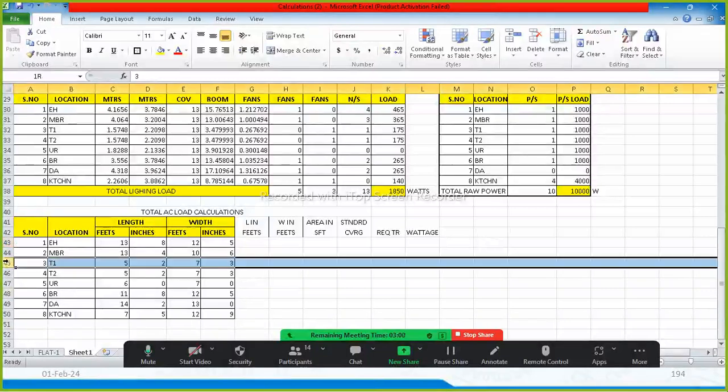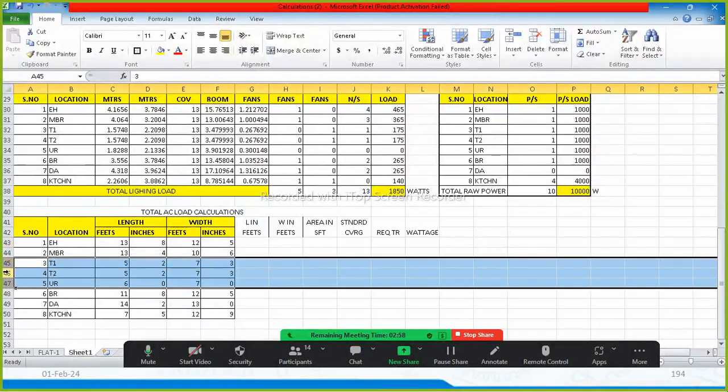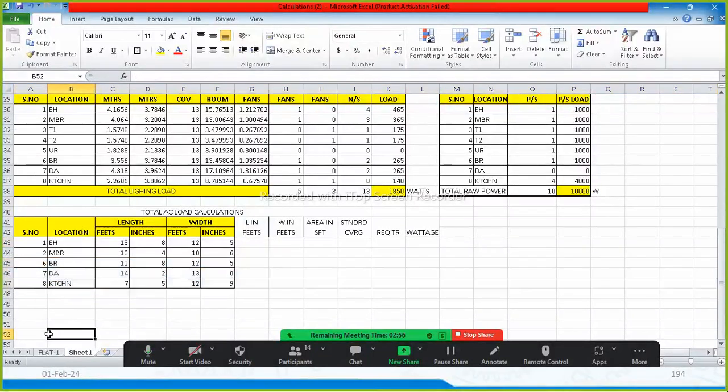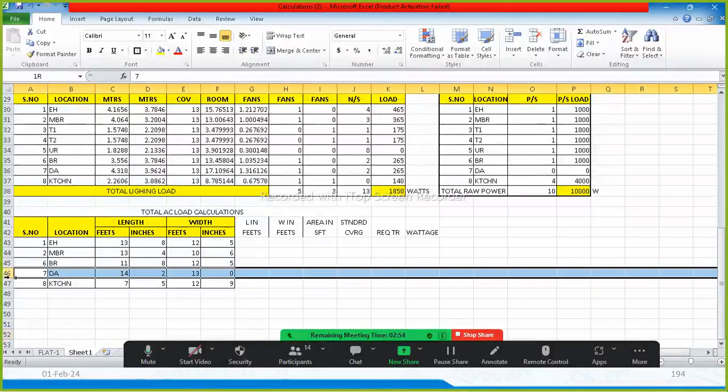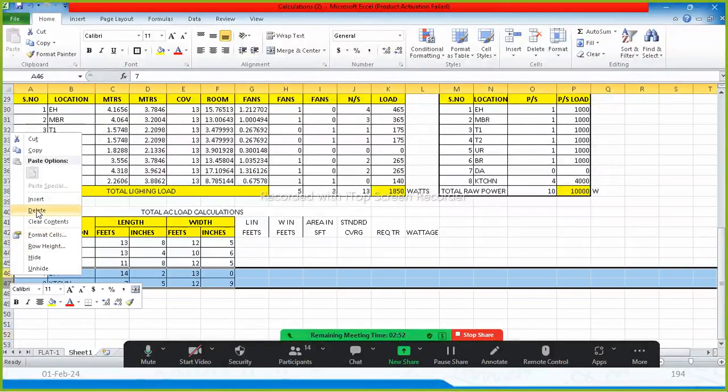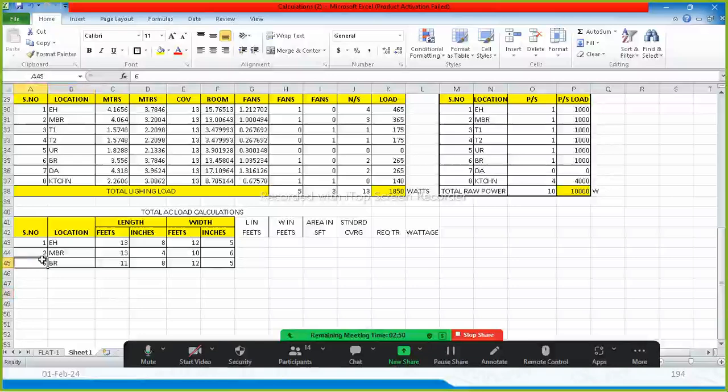Now in this we don't require toilet 1, toilet 2, utility, so I'll just delete that. And we don't even require the dining area and kitchen, so I'll delete this one. So we require the entrance hall, master bedroom, and the bedroom. Now coming to the length in feet, it means feet plus inches divided by 12.